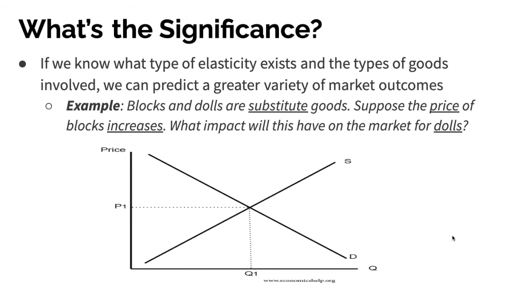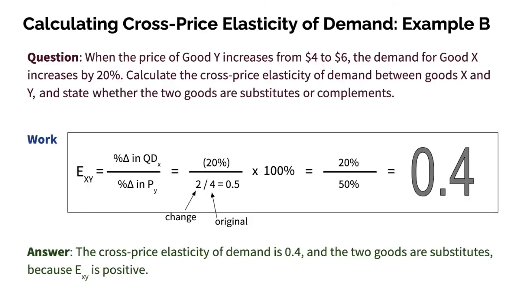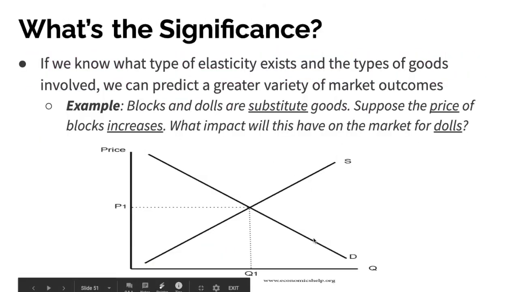So what's the significance of all this? It's one thing to know, all right, if it's positive, they're substitutes; if it's negative, they're complements; normal, inferior, whatever. You will have to just straight up calculate those and then state whether they're complements or substitutes, normal or inferior, just like we did here. But you're also going to have questions like this.